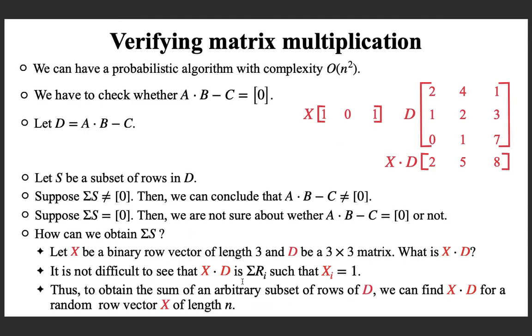Thus, to obtain the sum of an arbitrary subset of the matrix D, what we can do is find X into D, where X is an arbitrary or a random row vector of size n. I hope you are getting me.